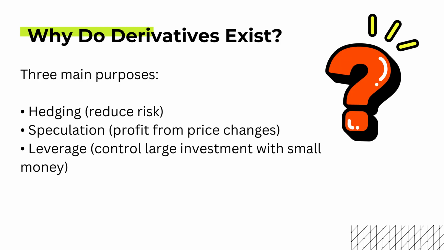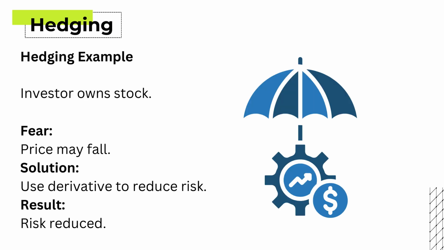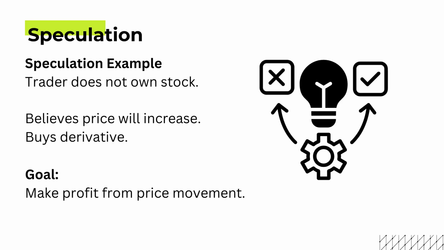Why derivatives exist? Very important. Derivatives mainly exist for 3 reasons: hedging, speculation, and leverage. Hedging. Hedging means reducing risk. Example, an investor owns stock. He fears price may fall. He uses derivatives to protect value. Risk reduced.